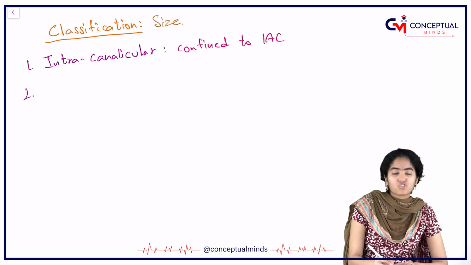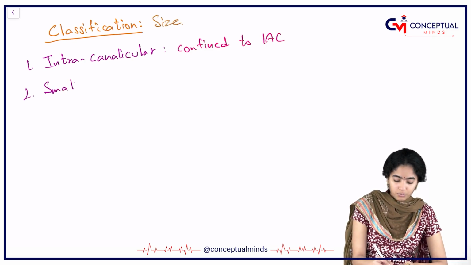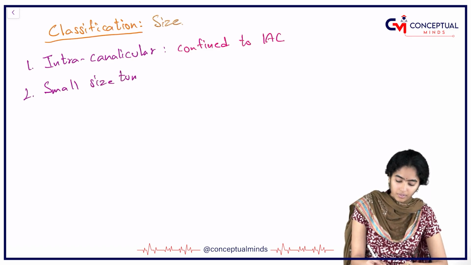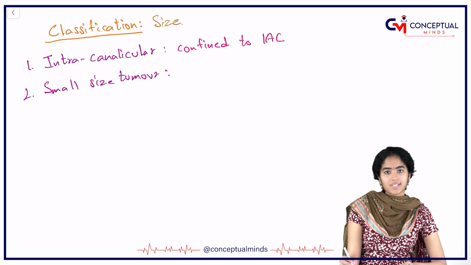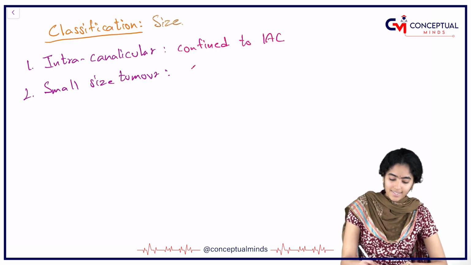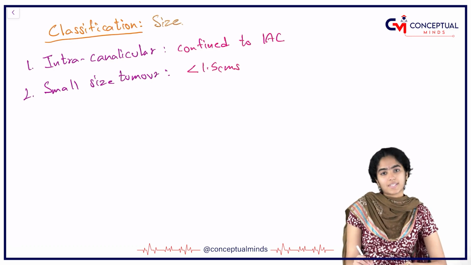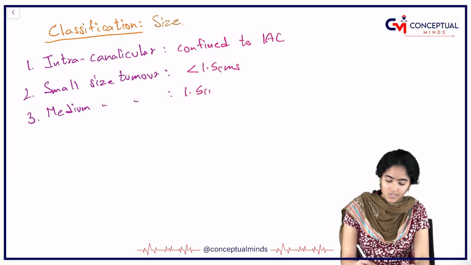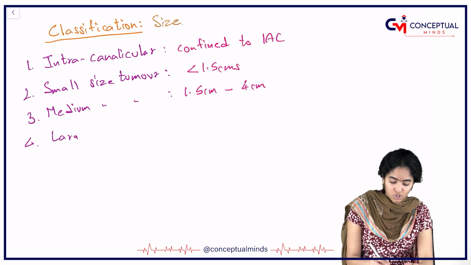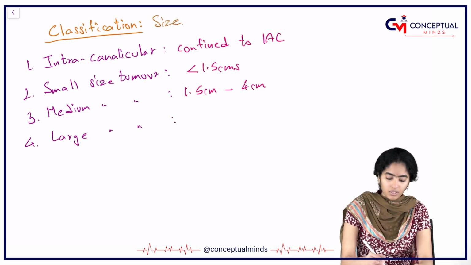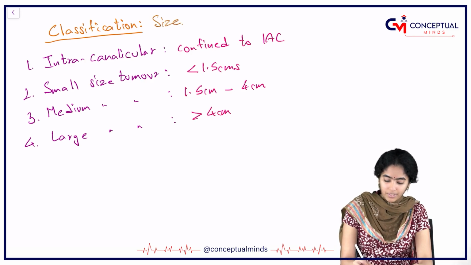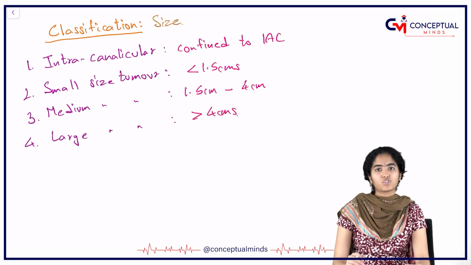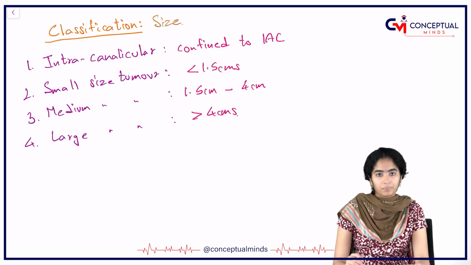Next, the second stage, it is called as small size tumor. Until when is it called small size tumor? As long as it is less than 1.5 centimeters in size. The next one is medium-sized tumor, and a medium-sized tumor is sized anywhere between 1.5 to 4 centimeters. And beyond 4 centimeters, it is called as a large size tumor. So this is the classification of acoustic neuroma.